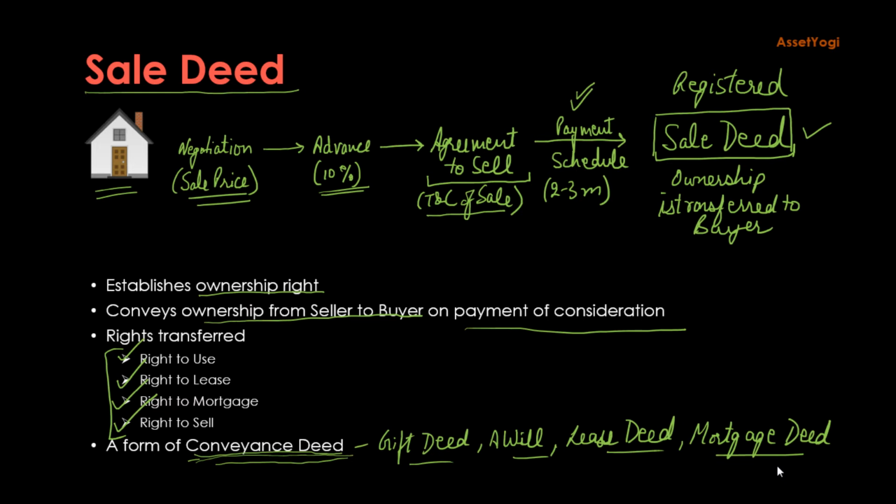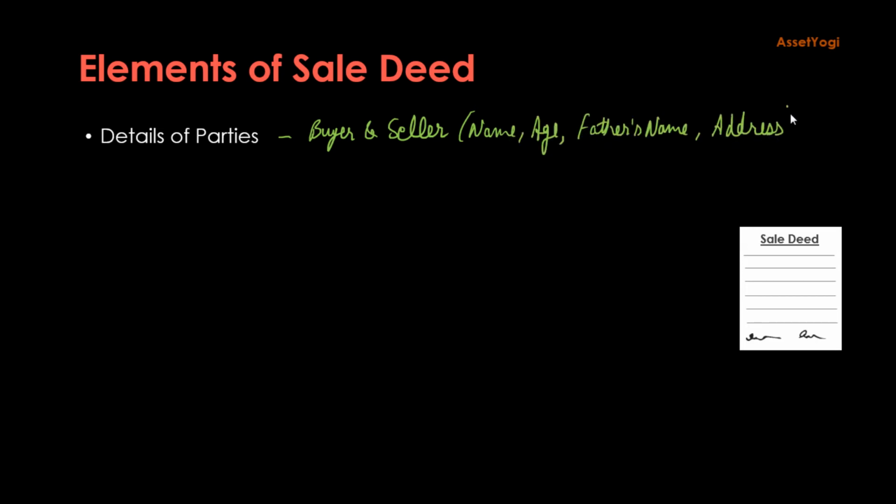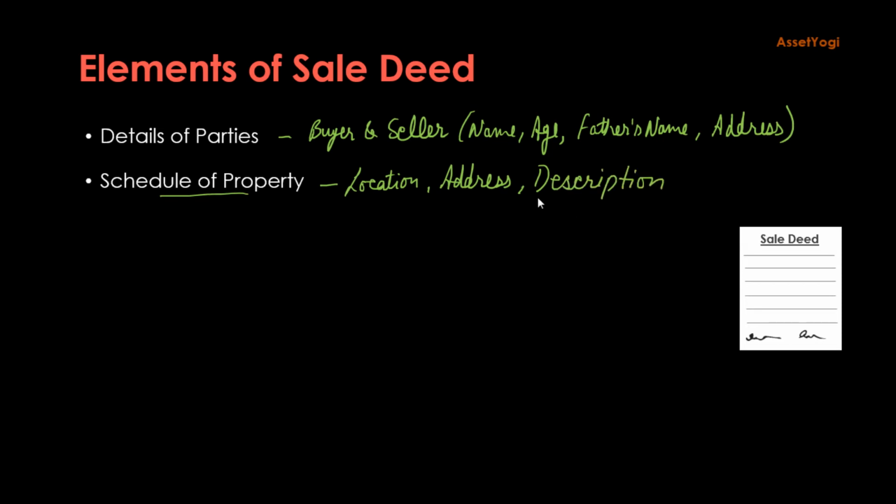Now let's see what are the essential elements of a sale deed. A sale deed contains details of both parties, that is the buyer and the seller. So details like name, age, father's name and address are recorded in the sale deed. Then the sale deed will also record the complete schedule of property, for example the location, complete address of property and the description of property. So in the description, the area of the plot or flat will be written, orientation of plot and the details of construction, etc. will be recorded.